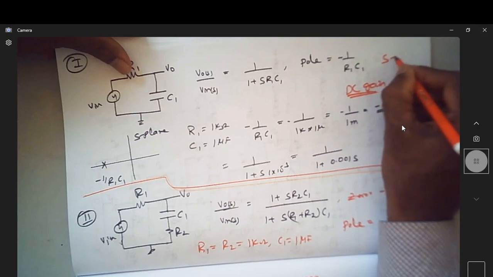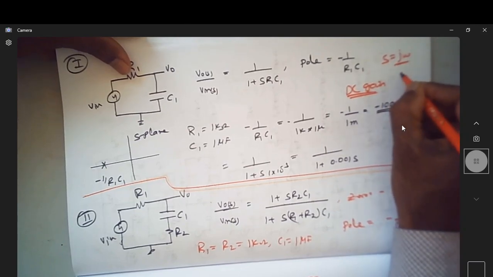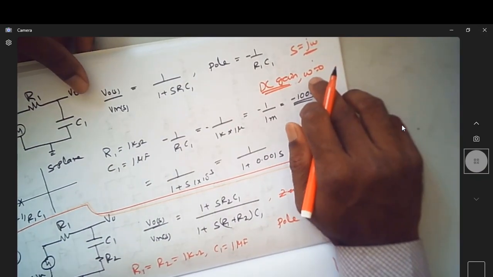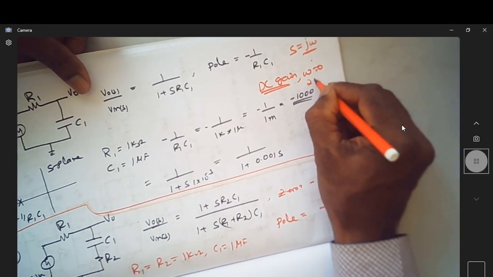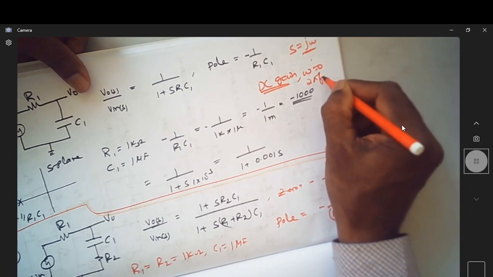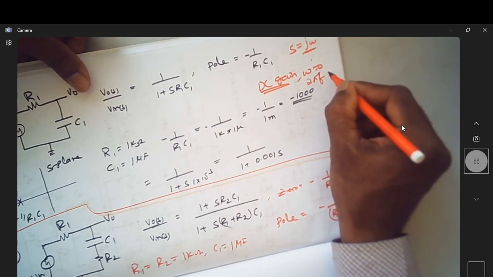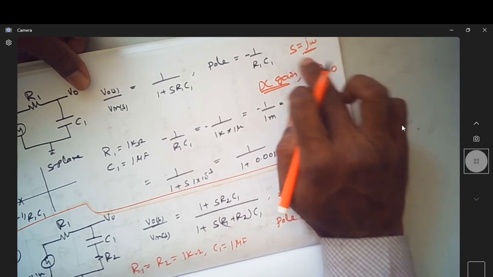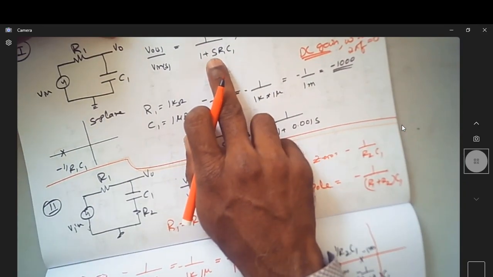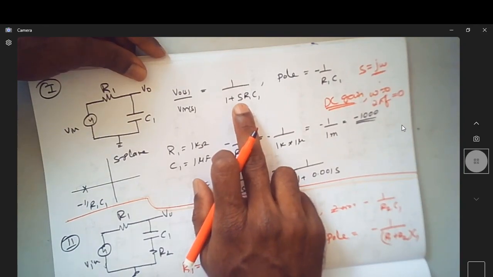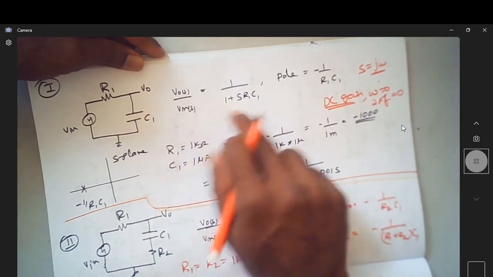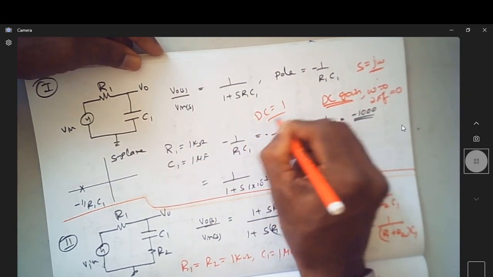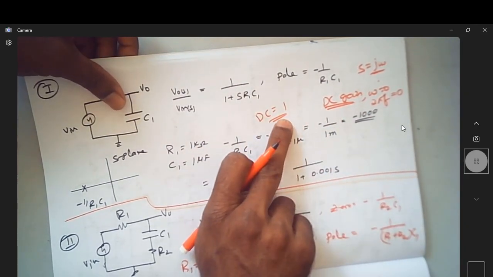Since we will be substituting S by j omega, for DC gain omega is equal to 0. That is your angular frequency, which is nothing but 2 pi f. When it's a DC signal, the frequency is 0, so 2 pi f is 0. So S becomes 0. Wherever S is there, substitute it as 0. When you substitute this as 0, it becomes 1 by 1, so the DC gain of this circuit is 1.